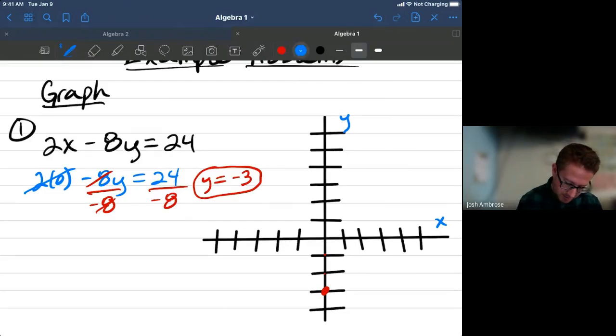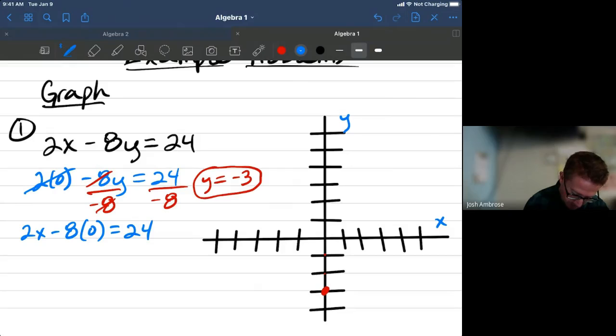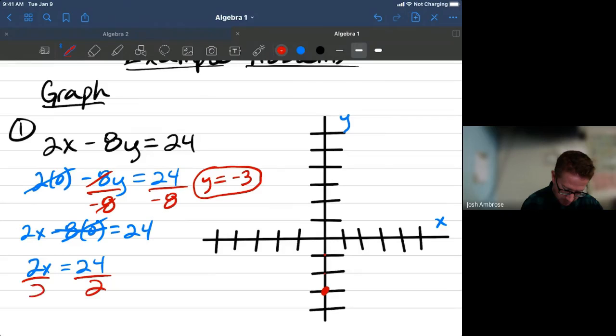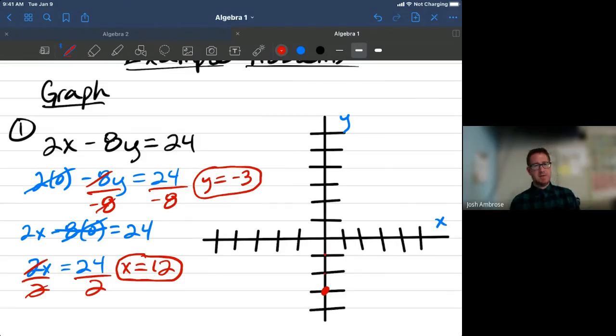Now let's move on, and let's go back to the original equation, but let's make y equal to 0 and solve for x. So now 2x minus 8 multiplied by 0 equals 24. This will cross out because it's multiplied by 0, leaving us with just 2x equals 24. And divide by 2. And x equals 12.